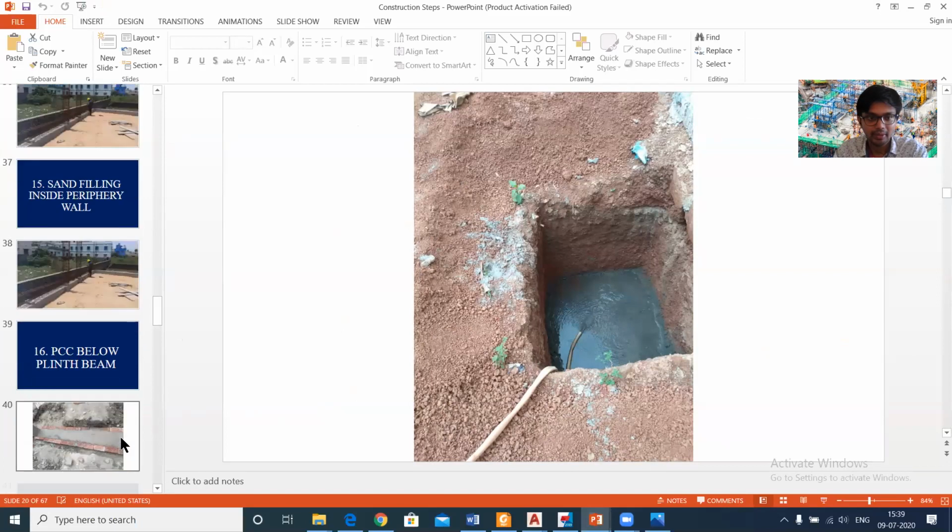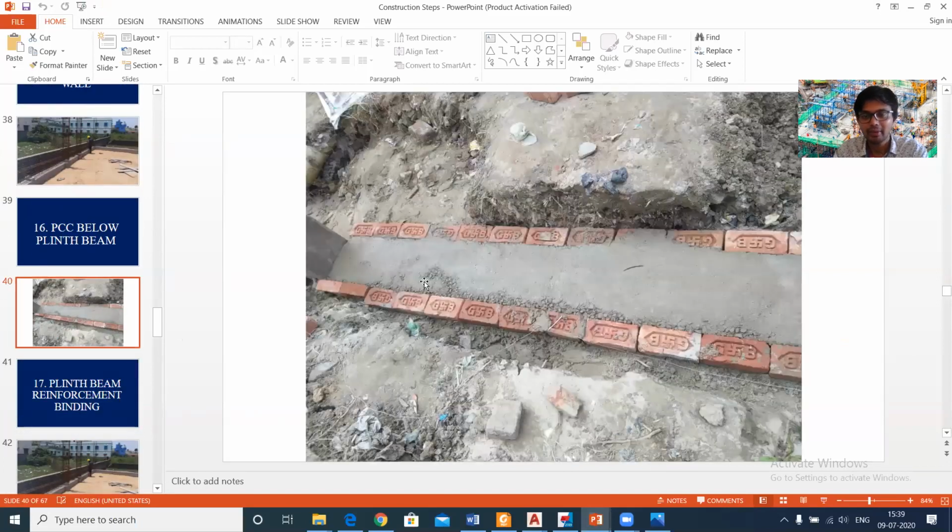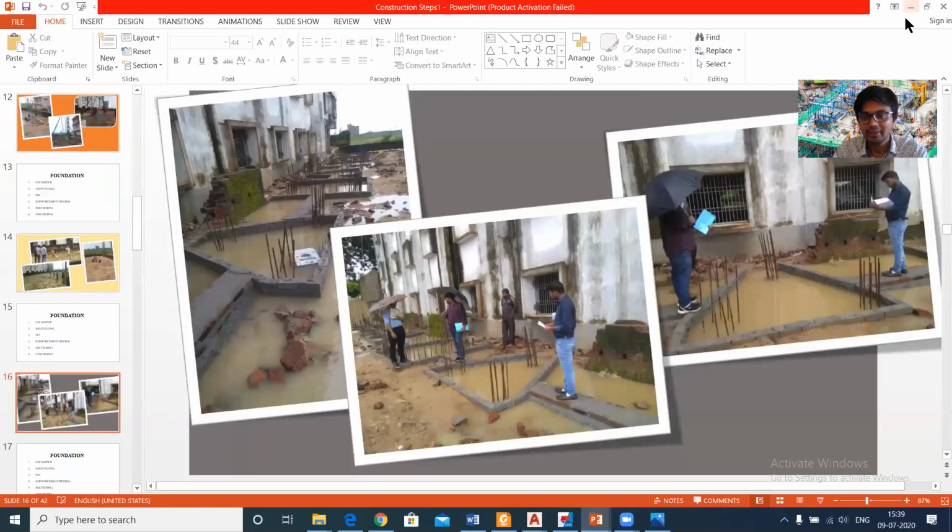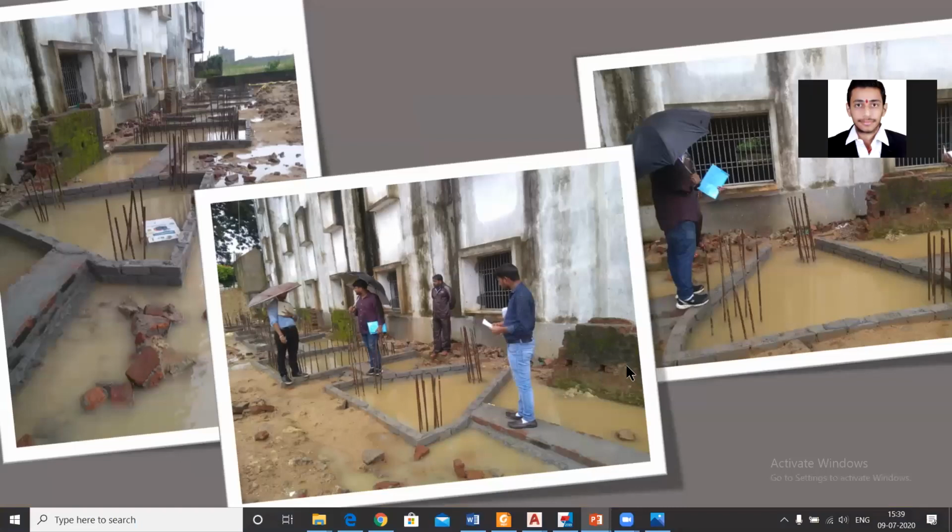We can show you in a diagram. Yeah, PCC is also given below the plinth beam here, as you can see. So basically PCC work is done below the footing and also below the plinth beam. In this case we don't have a footing, we have a pile cap. So below the pile cap also there will be sand filling, and after the sand filling there will be PCC work. PCC thickness is usually 75 mm, and the ratio used is 1:4:8, where 1 is cement, 4 is sand, and 8 is aggregate.